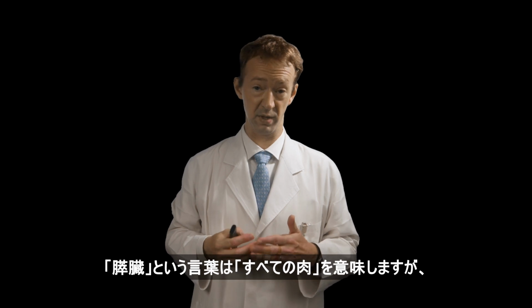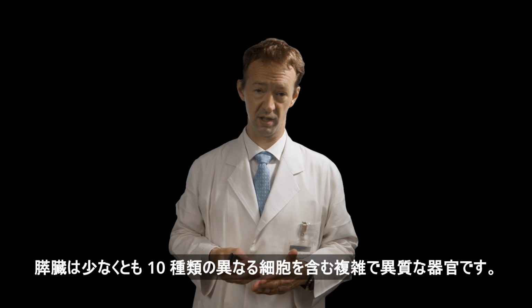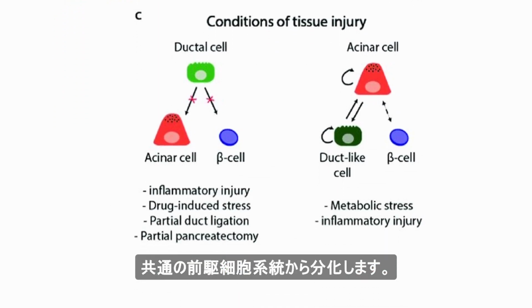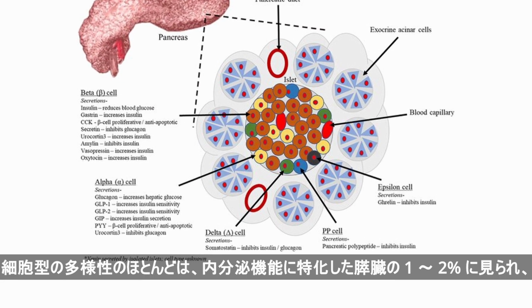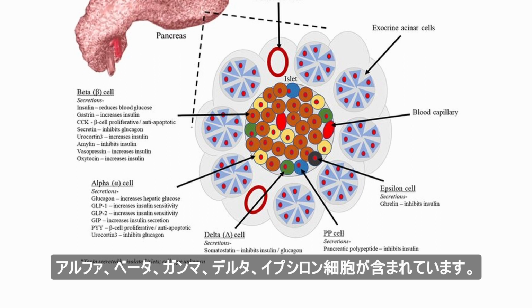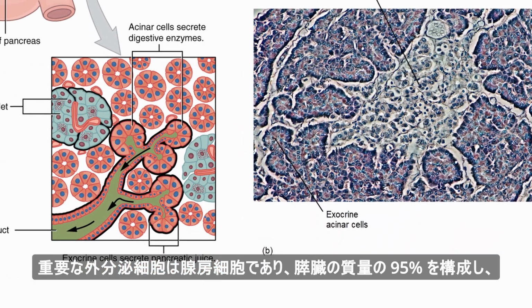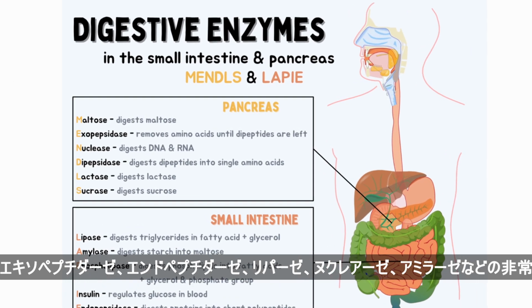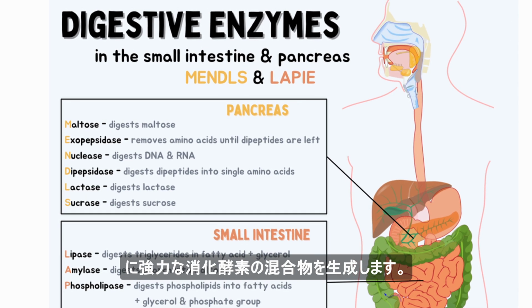Well, the word pancreas means all flesh. The pancreas is a complex, heterogeneous organ that contains at least 15 different cell types. The acinar, ductal, and islet cells all differentiate from a common progenitor lineage. Most of the cell type diversity is found in the 1 to 2% of the pancreas dedicated to endocrine function, which contains alpha, beta, gamma, delta, and epsilon cells. The key exocrine cells are the acinar cells, which constitute 95% of the mass of the pancreas and produce a mix of extremely potent digestive enzymes, including exopeptidases, endopeptidases, lipases, nucleases, and amylase.